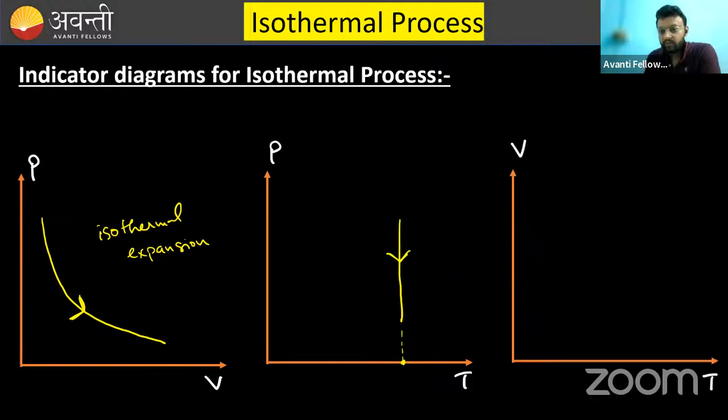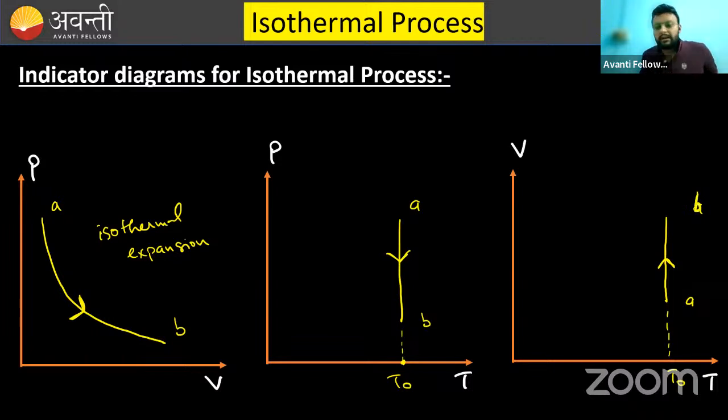Another graph will be between volume and temperature. Again, temperature is constant, so the graph is going to be the same, V and T. And this is again going to be the same temperature, T naught. In the complete process, temperature is going to remain constant, that is T naught. Now, what should be the sign of the arrow? Because in isothermal expansion volume is increasing, the arrow points toward increasing volume. This is process AB. Clear?